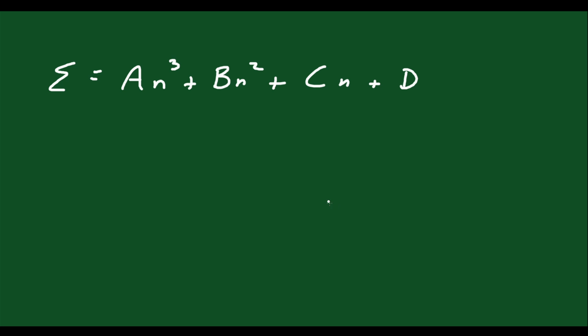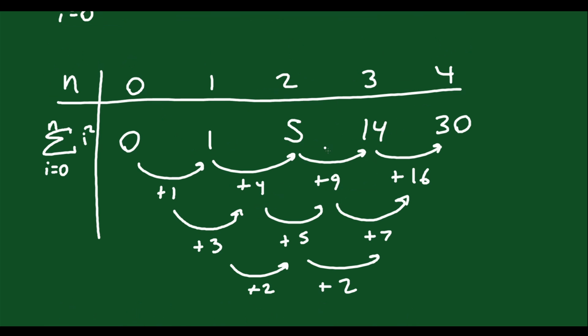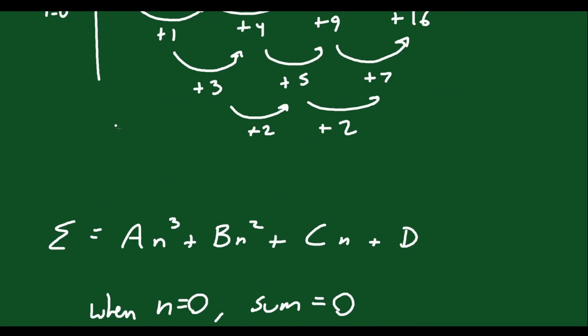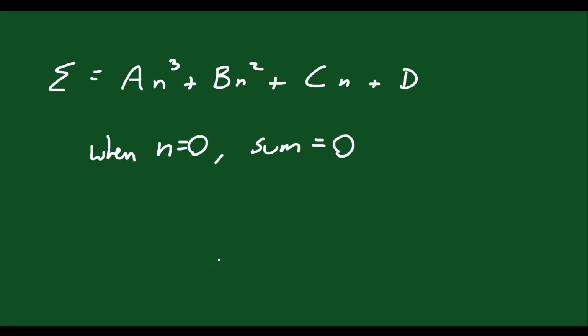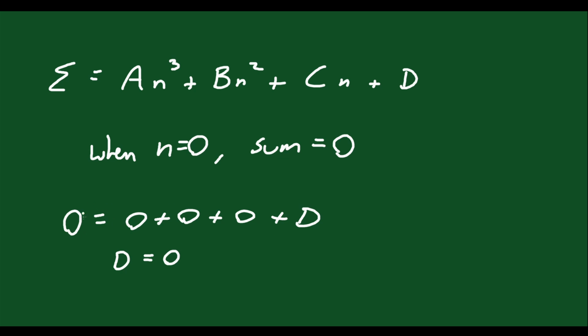So what do we do here? Well, we know that when n is equal to 0, the sum is 0, because you remember that from our table up here. We said that if you just have the first term and n is 0, your sum is going to be 0. So because the sum is 0 and n is 0, we can plug in 0 for all your n's and then set the sum to 0 as well. So 0 is going to equal 0 plus 0 plus 0 plus d. Therefore, d is equal to 0. d is left on the right side, 0 on the left, so d must equal 0. So we just found one of our numbers, of the 4.